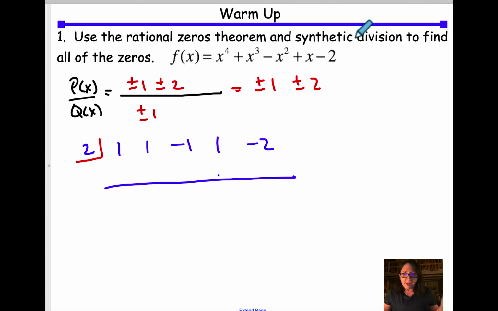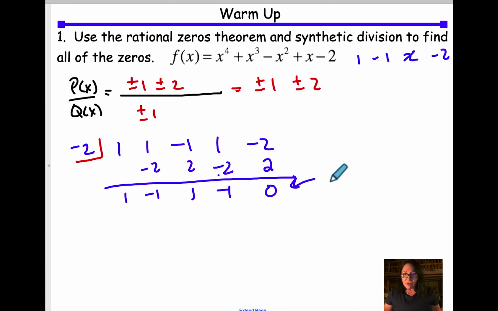If you're keeping a running tab, you've got 1, -1, 2, and -2. We just tried 2, and 2 didn't work. Let's try -2. Add down, multiply across, add down, multiply across, add down, what is that? 2 minus 1 is 1. Add down, so I get 1, multiply across, I get -2, add down, -1, multiply across, I get 2, add down, I get 0. Success. Because I have a 0 here, that means that -2 is a zero. It also means that x plus 2 is a factor.